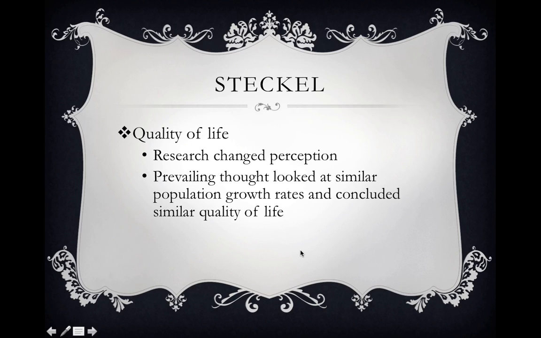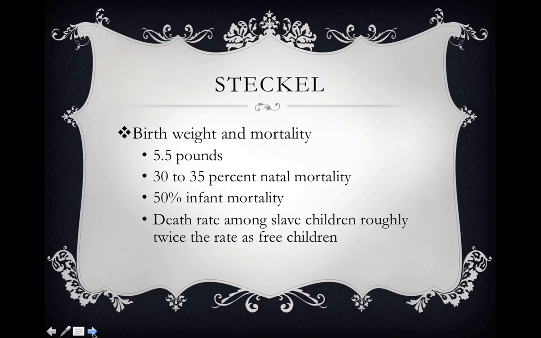So if population A is growing by 5% a year and population B is growing at 5% a year, therefore they should have similar qualities of life because their rate of population growth is the same. Well, there's an inherent issue with making that comparison. The inherent issue with that is that you're only looking at a portion of the picture. What Steckel did is he actually looked at, number one, birth weight and mortality.